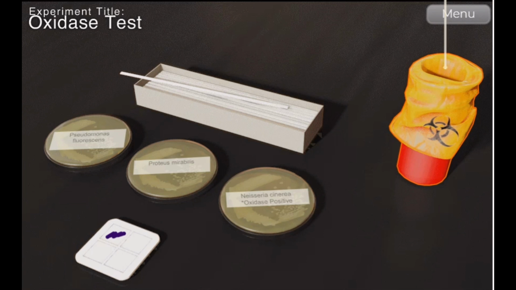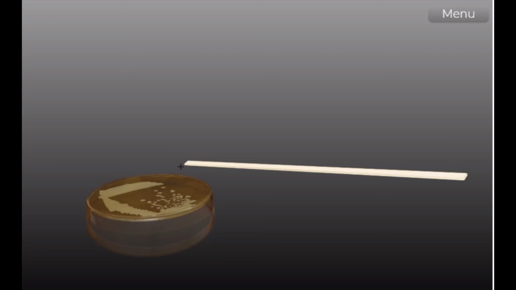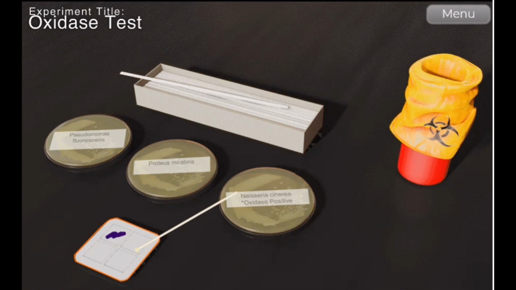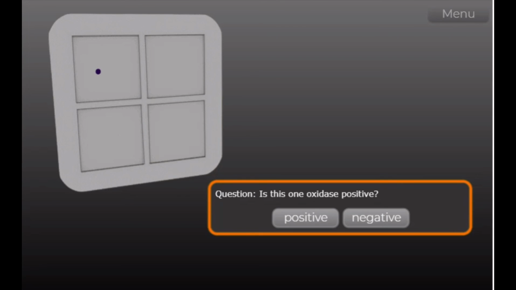Dispose of the toothpick, pick a new colony, isolate a new colony on the dry slide. So, is this one oxidase positive? If there is no color change, that means it is negative.